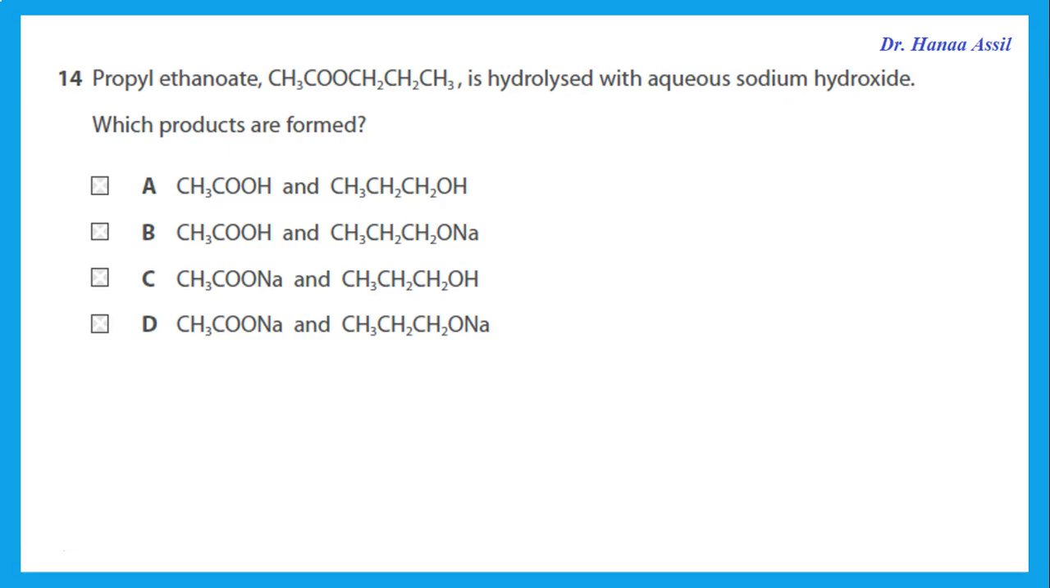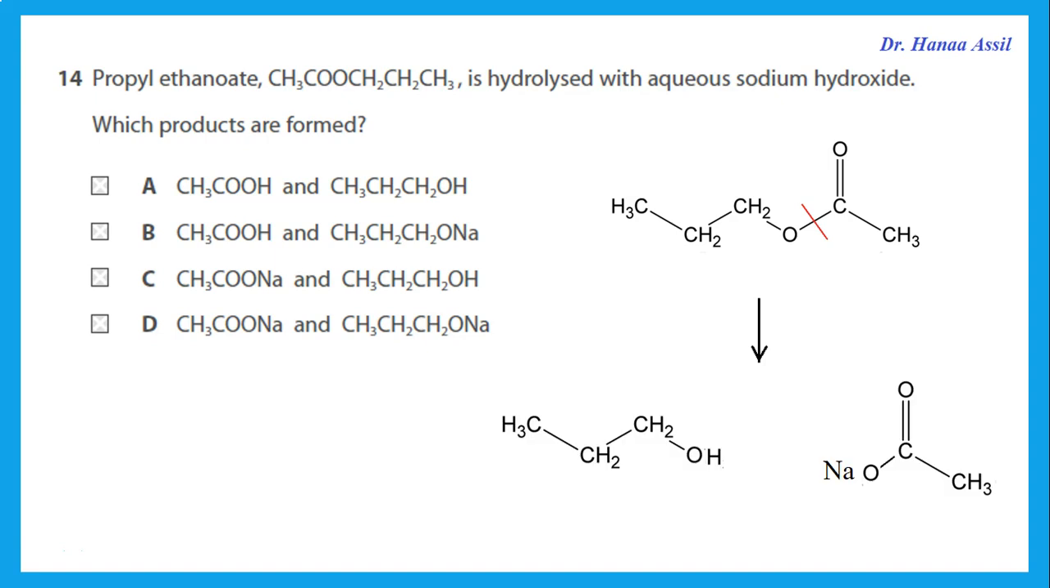Propyl ethanoate is hydrolyzed with aqueous sodium hydroxide. Which products are formed? Well, let's take a look. Propyl ethanoate is this. Now, when we hydrolyze it with aqueous sodium hydroxide, remember we are breaking the ester linkage. This gives a part that's an alcohol and a part that is the sodium salt, because we're using sodium hydroxide.